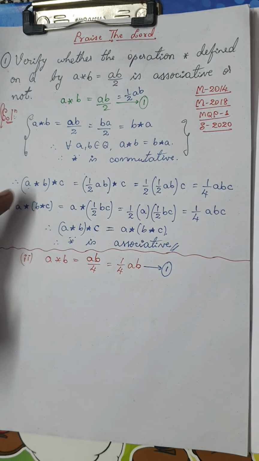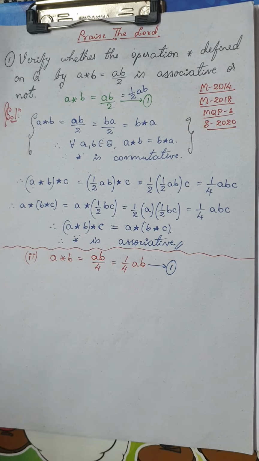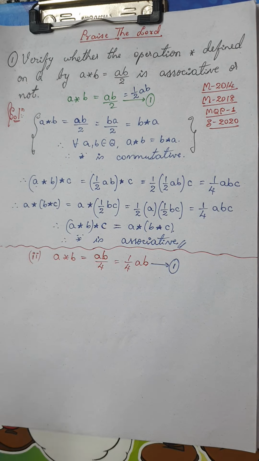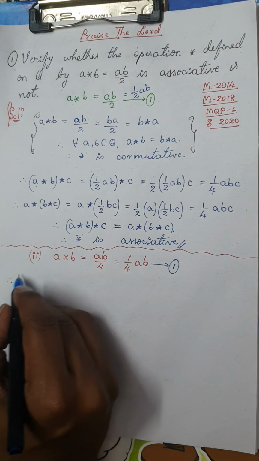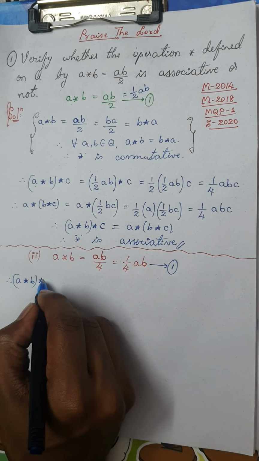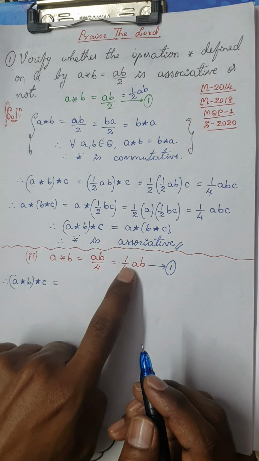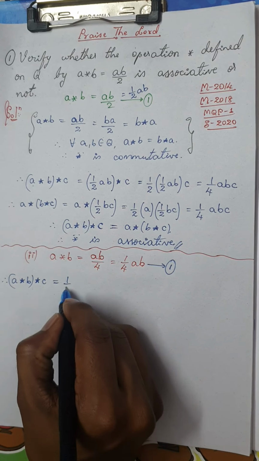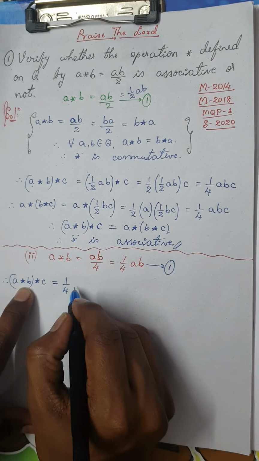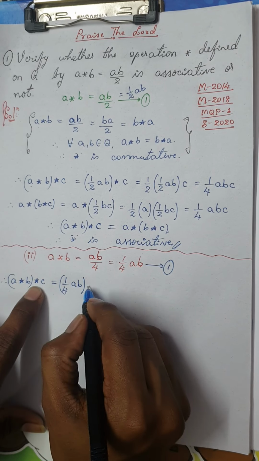Now I can check the associative property for this. Instead of the earlier one, they can ask this also. The procedure is exactly the same. Okay, let us check for associative. So let us try A star B star C. So what is star between two elements? It is 1 by 4 times the product of two elements, that is AB. Okay, the bracket term is cleared.